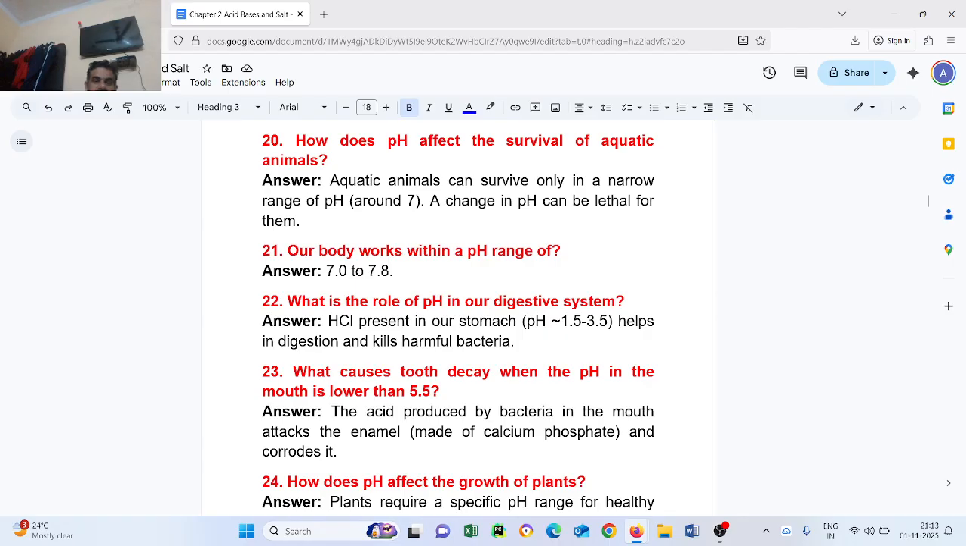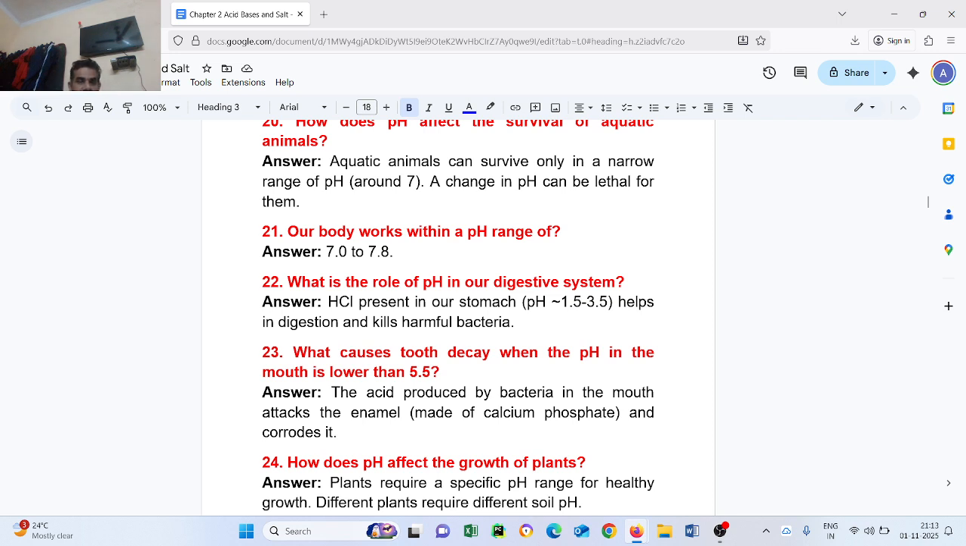Question number 23. What causes tooth decay when the pH in the mouth is lower than 5.5? The acid produced by bacteria in the mouth attacks the enamel made of calcium phosphate and corrodes it.